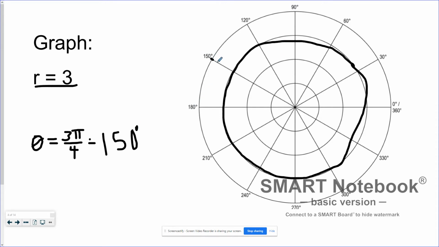So for 150 degrees, you just draw that straight line. So again, excuse my drawing, but this is 150 here, and then this circle. So an angle is always a line. It's always that line, and a radius is always a circle.